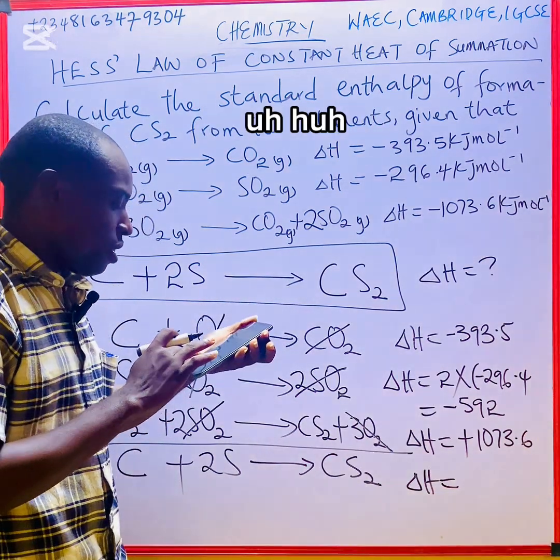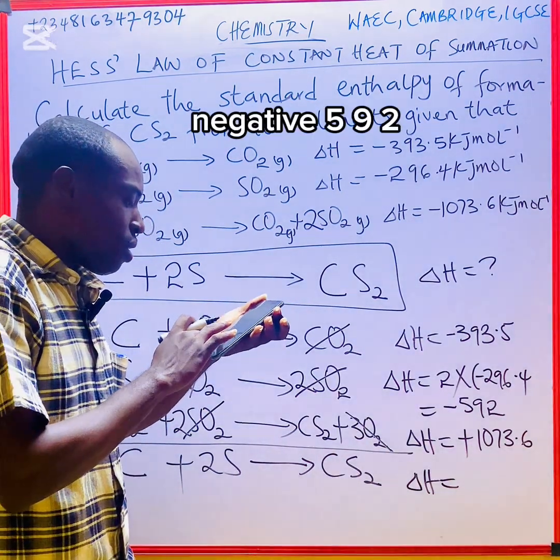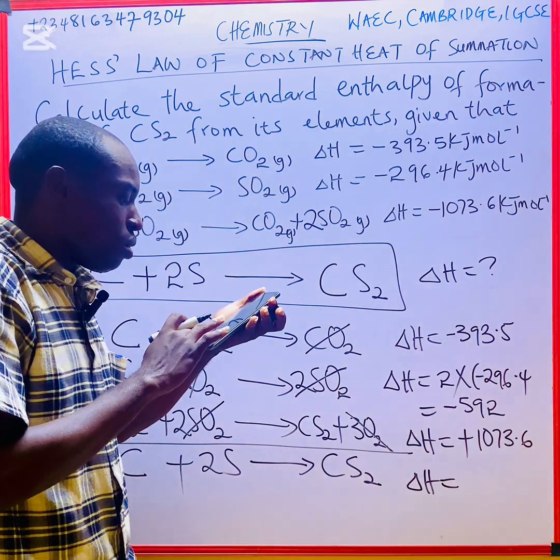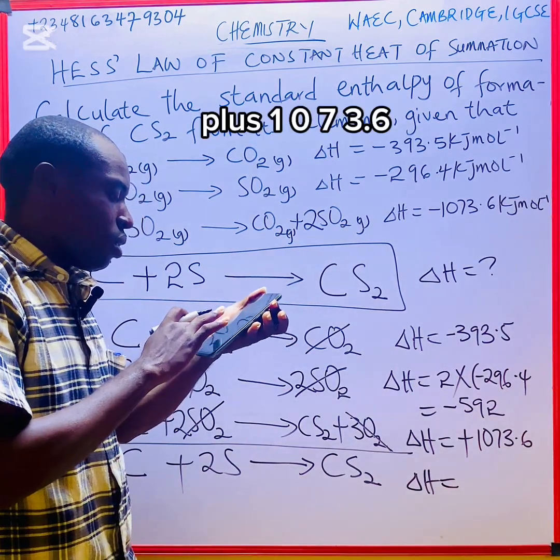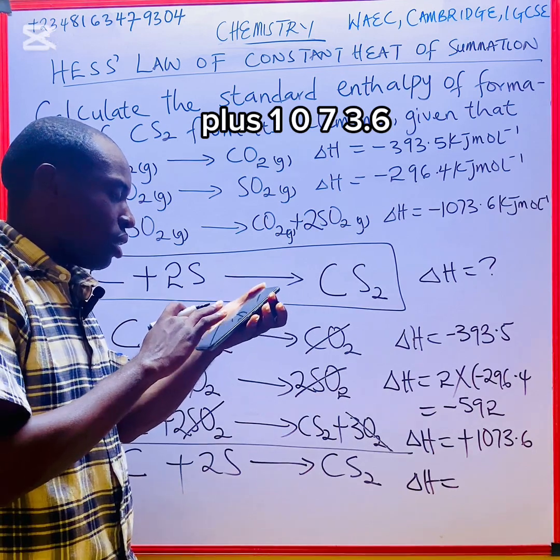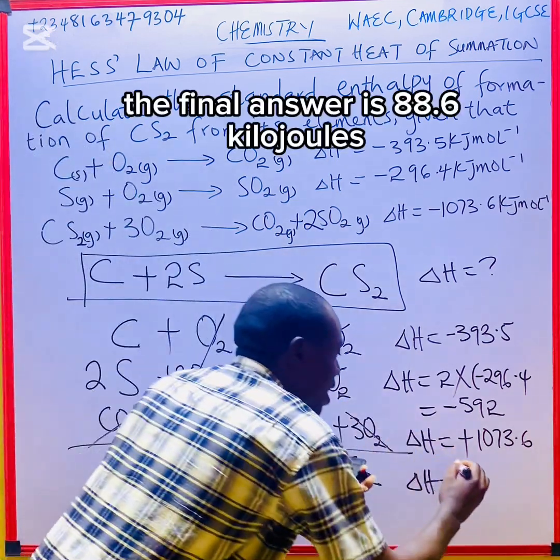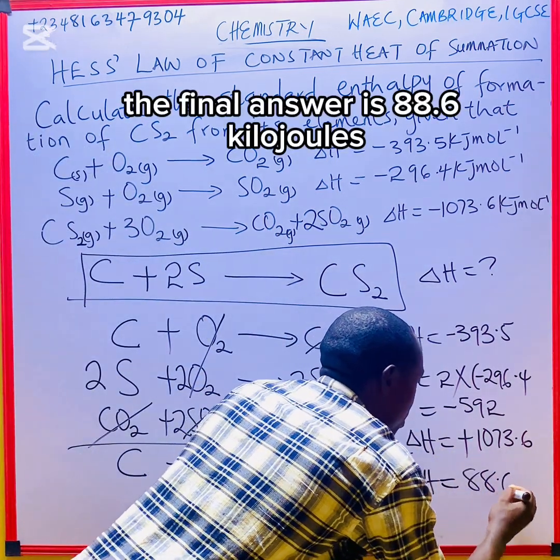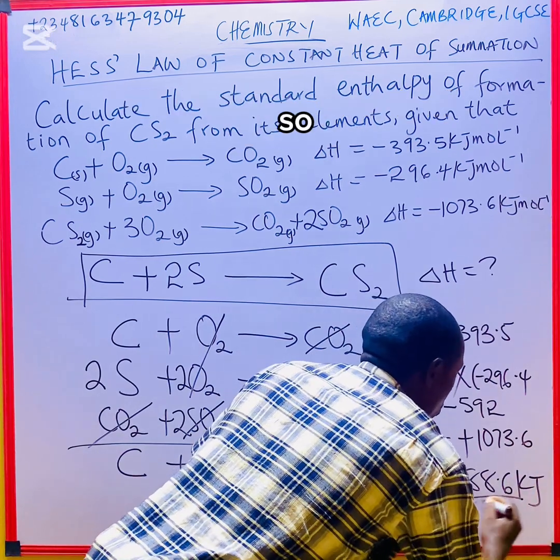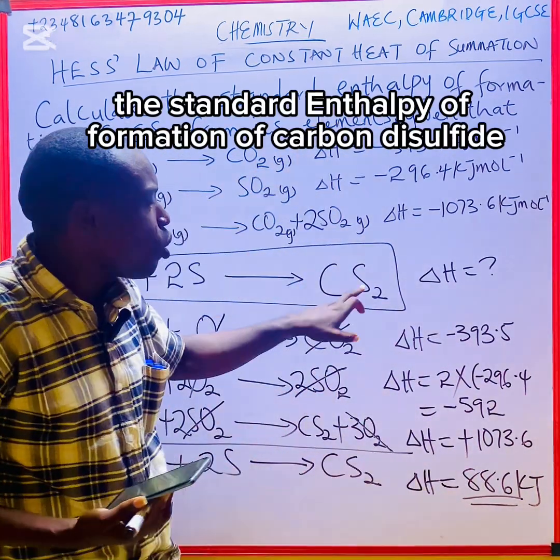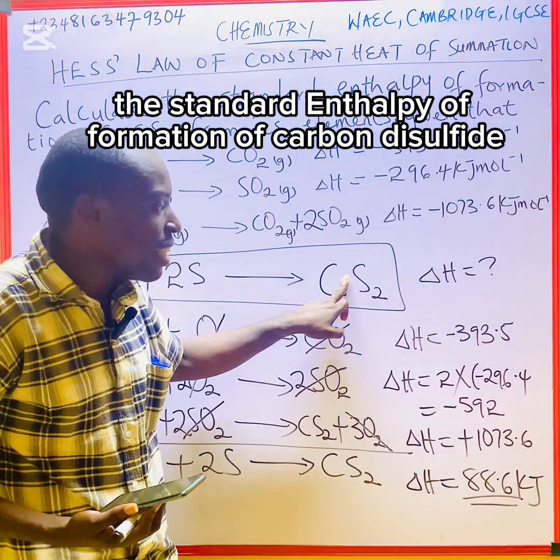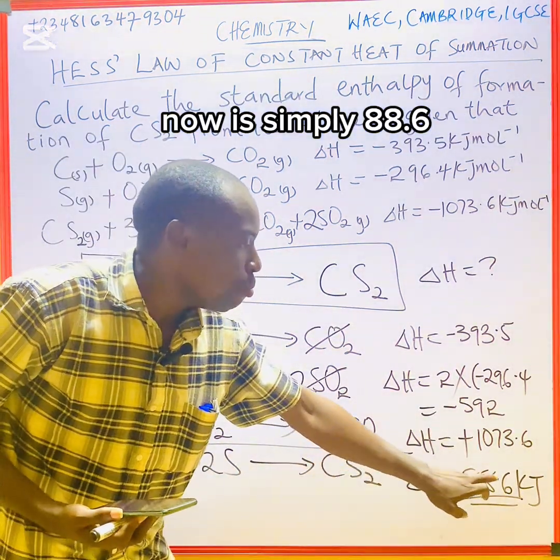So what do we do? You just simply add these 3, which is delta H is now equal to negative 393, negative 592, plus 1073.6. The final answer is 88.6 kilojoule. So the standard enthalpy of formation of carbon disulfide now is simply 88.6.